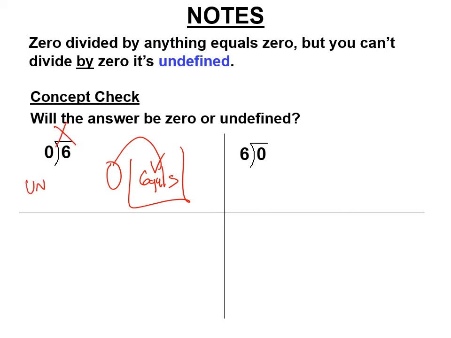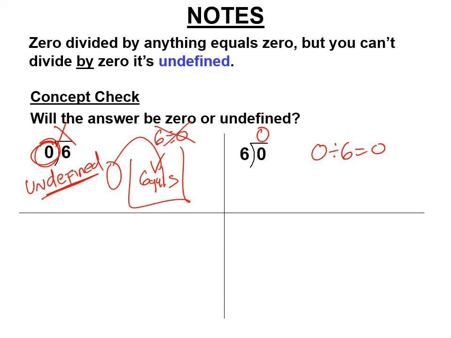And when you have a problem like that, whenever 0 is out there, there's a little shortcut for you. The answer will be undefined. 0 can go into 6 forever. How many times does 6 fit into nothing? Well, it fits into nothing 0 times. So that one is 0. So it turns out 0 divided by 6 is 0. But 6 divided by 0 has no answer.